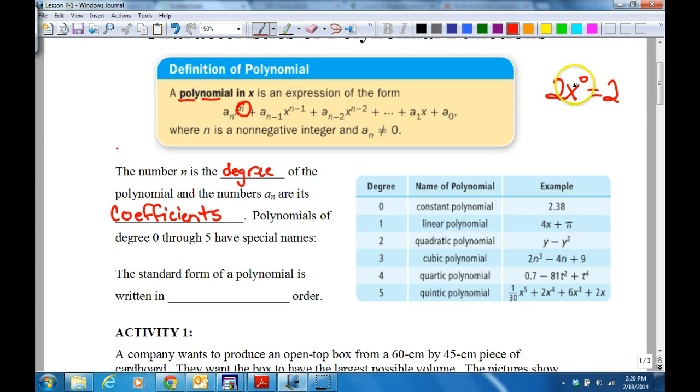Doesn't anything x to the 0 power equal 1? Yeah, but this 0 only applies to the x. Oh, yep. Okay.